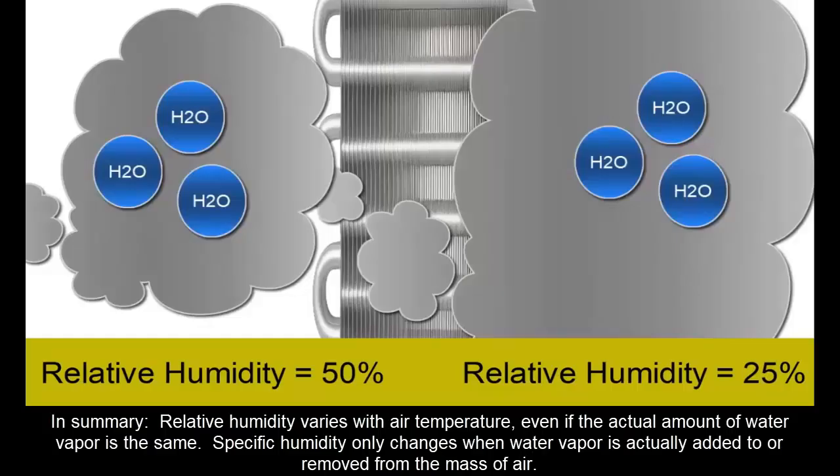In summary, relative humidity varies with air temperature, even if the actual amount of water vapor is the same. Specific humidity only changes when water vapor is actually added to or removed from the mass of air.